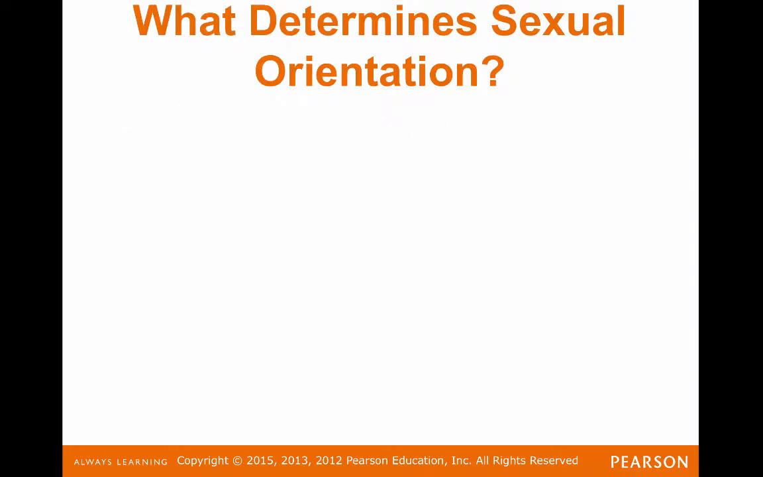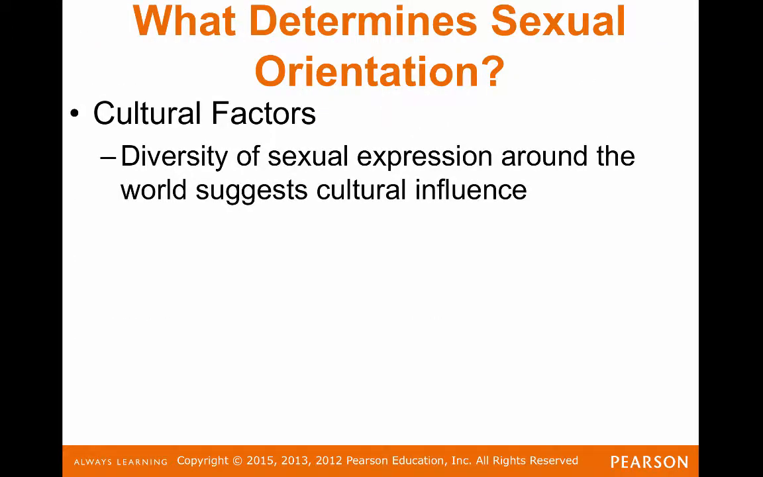So, what determines sexual orientation? There are obviously some cultural factors, right? The diversity of sexual expression around the world suggests there's a cultural influence. The way that we understand sexuality, for example, I teach sexuality as a Constance Fullerton, and we talk about how in other places around the world, there are other things that we would consider same sex sexuality, but they're not considered homosexuality, because that is a social, cultural definition of our culture that actually comes from the late 1800s, the 1880s.